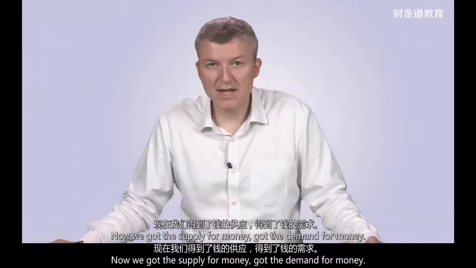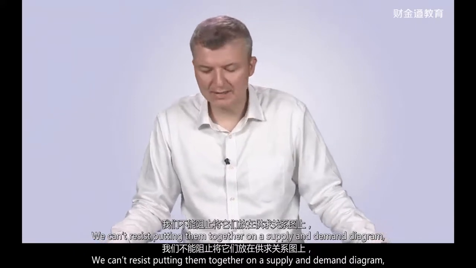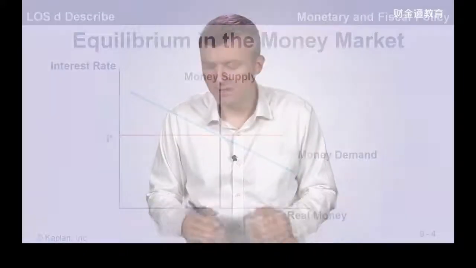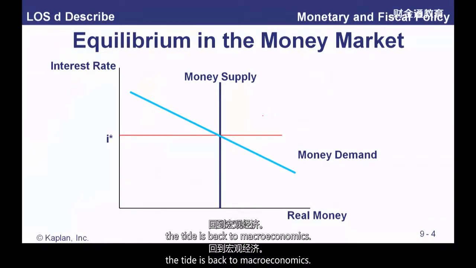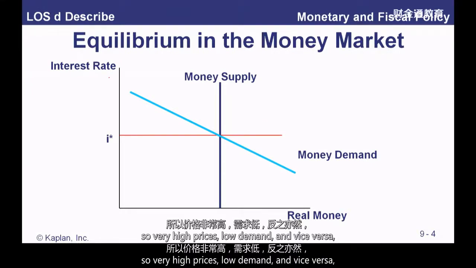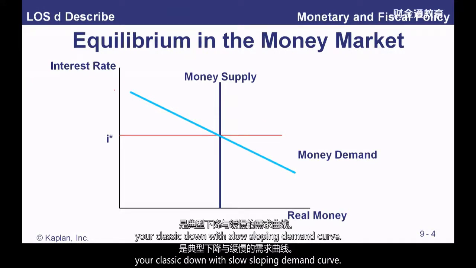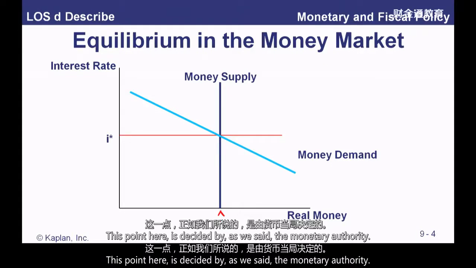Now we've got the supply for money, we've got the demand for money. We can't resist putting them together on a supply and demand diagram and finding the equilibrium. And there it is. Here's money demand. On the vertical axis is the interest rate. To tie this back to microeconomics, let's just think of the interest rate as the price of money. So very high prices, low demand, and vice versa, your classic downward sloping demand curve. Supply for money, fixed. So perfectly inelastic. At this point here, it's decided by, as we said, the monetary authority.